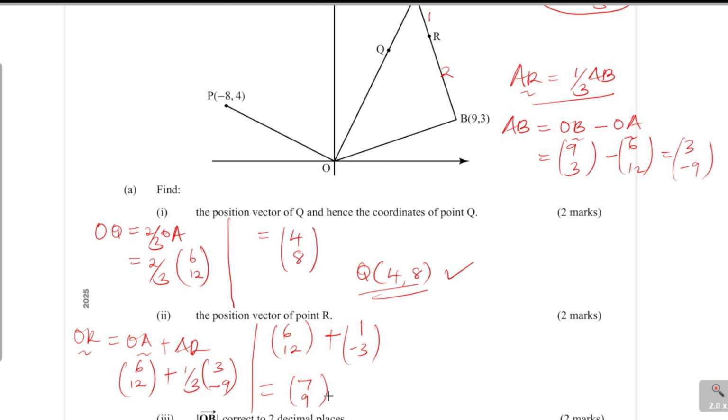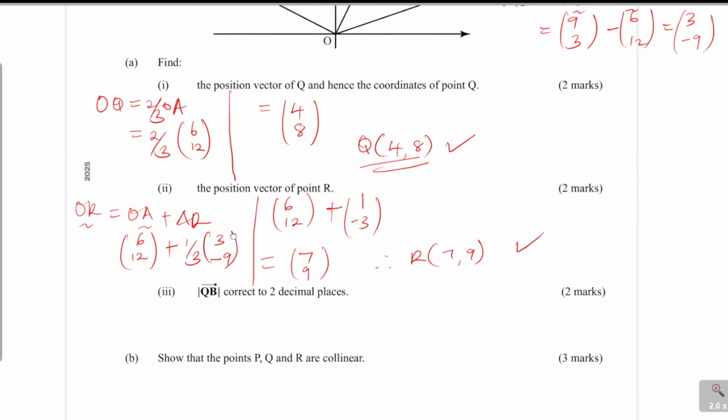So that is the position vector of point R. You can write it in coordinates, though it is not required. So R will be (7, 9). Like that. We go to the next question.